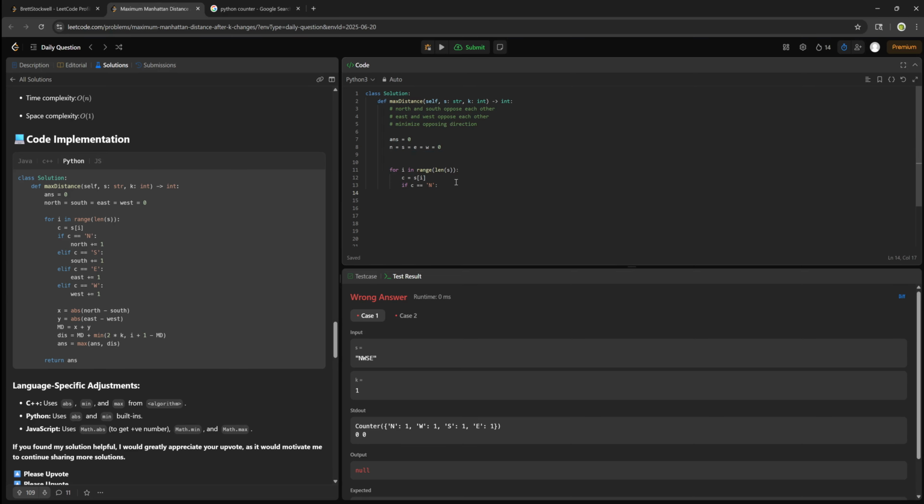If c equals north, then north plus equals 1. If c equals south, south plus equals 1. If c equals east, east plus equals 1. And finally, if c equals west, then we add 1 to west. So this is just a counter for each direction.